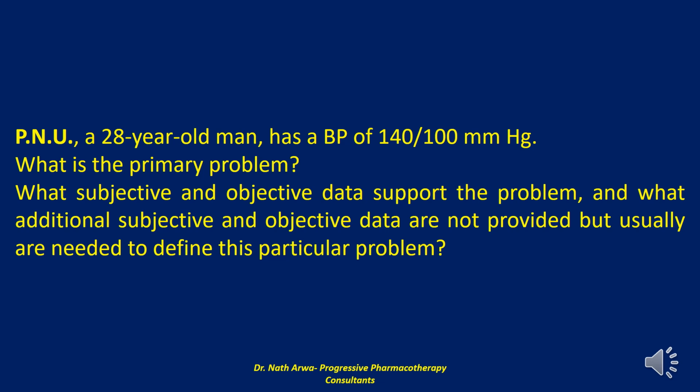The primary problem is hypertension. No subjective data are given. The objective data are the patient's age, sex, and BP of 140 systolic 100 diastolic. Each of these is important in designing a patient-specific therapy plan.